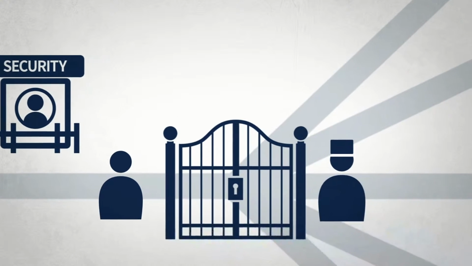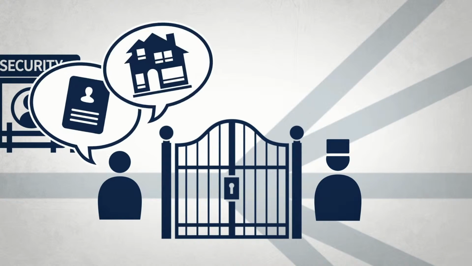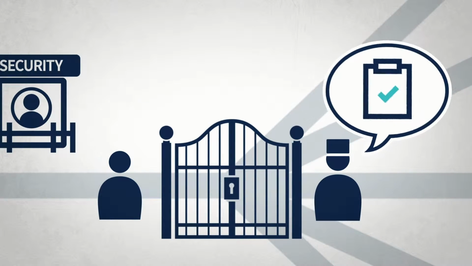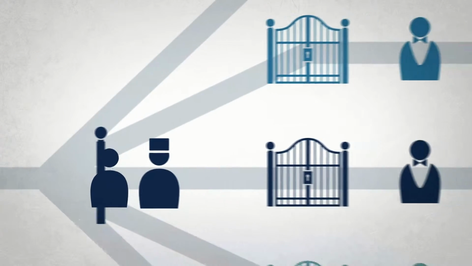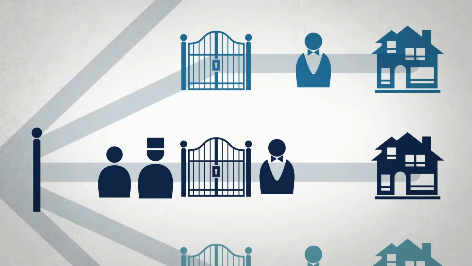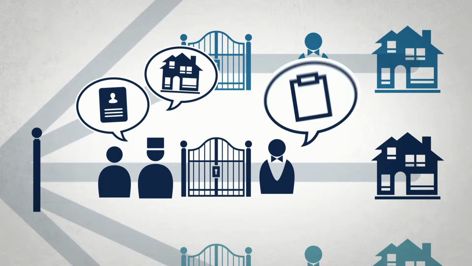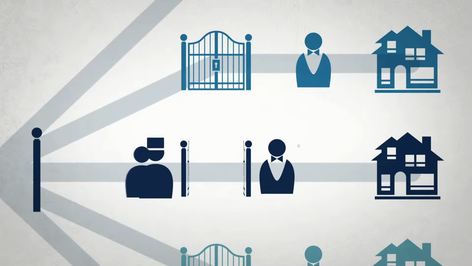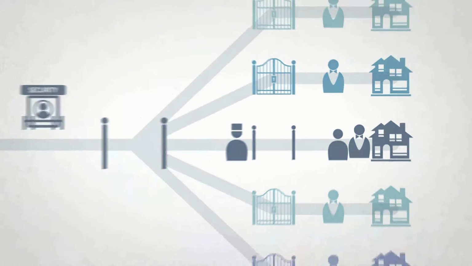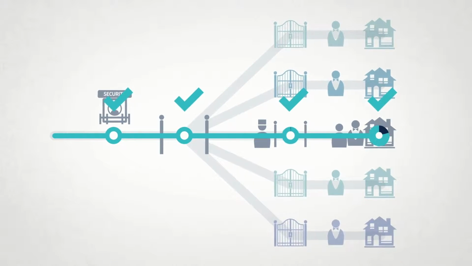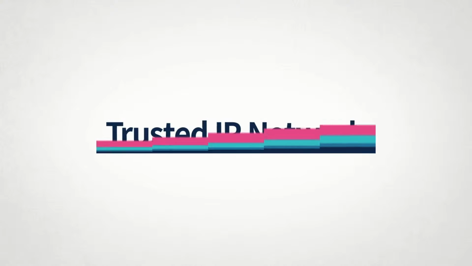Then, 3. An authorized personnel at the main gate of the complex will check the visitor's ID and the destination once more and escort the visitor to the villa. 4. The personnel of the villa will check the visitor's ID again and escort the visitor. The Trusted IP Network is where such a system is applied to a network.